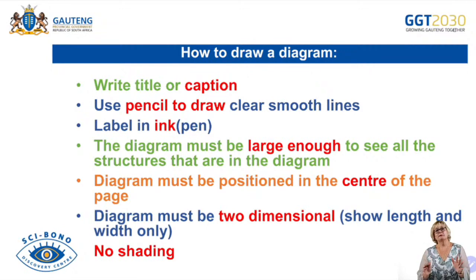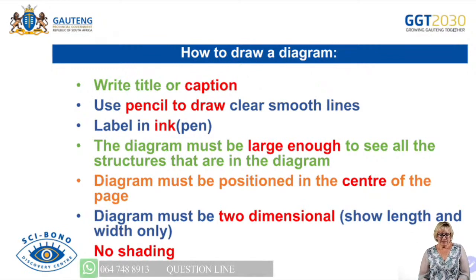Whenever you draw something, whether it's a table, a graph, or a diagram, there must be a heading, a caption. Use pencil to draw clear, smooth lines, and label in ink. All right, so your labeling is in ink. The diagram must be large enough to see all the structures in it. So don't make it 5 centimeters, make it half a page. The diagram must be positioned in the center of the page.